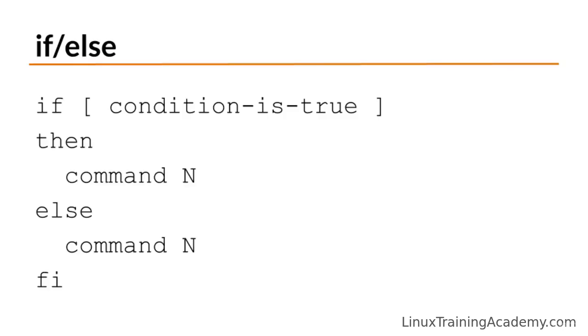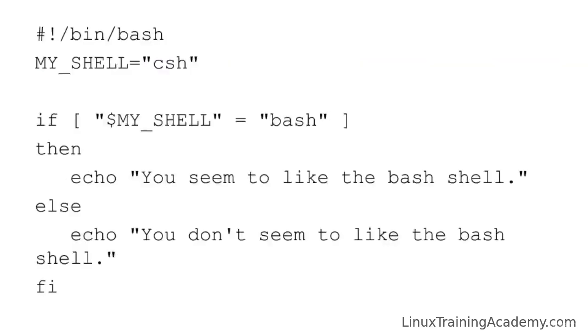You can also perform an action if the condition is not true by using an if-else statement. Simply insert the else keyword and follow that by the commands you want to execute if the condition is not true. So let's update the script to perform an action if the statement is not true. Because myShell equals bash evaluates to false, the statements following else were executed.